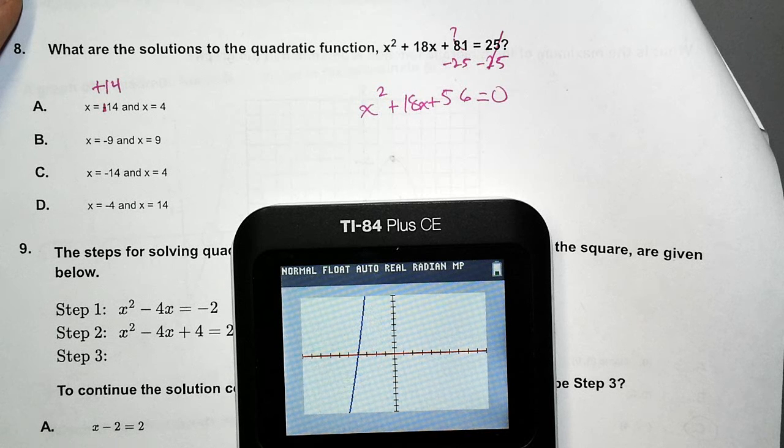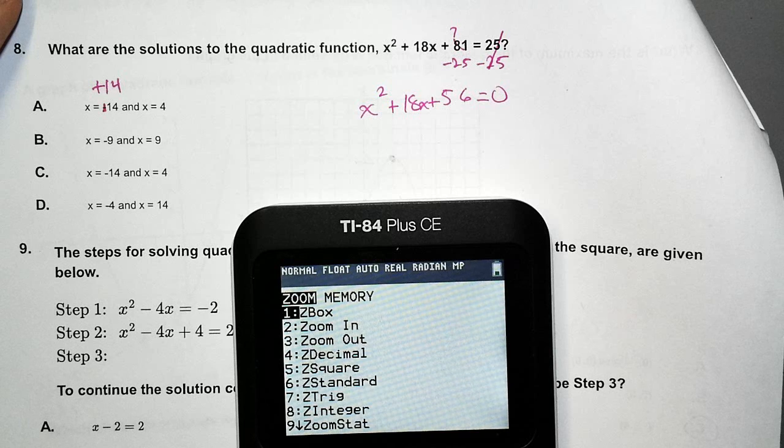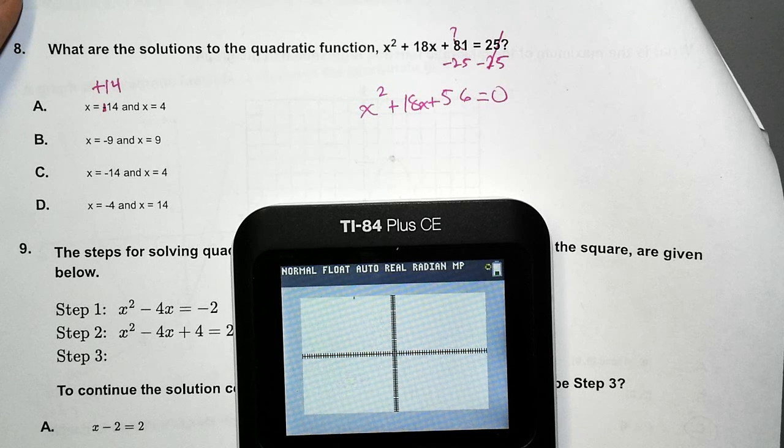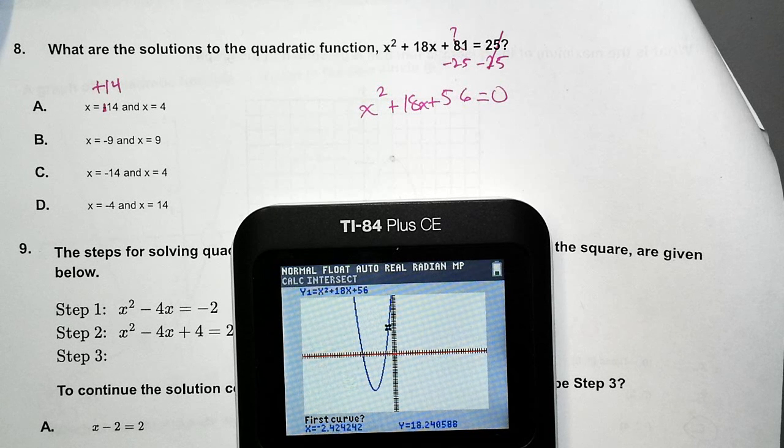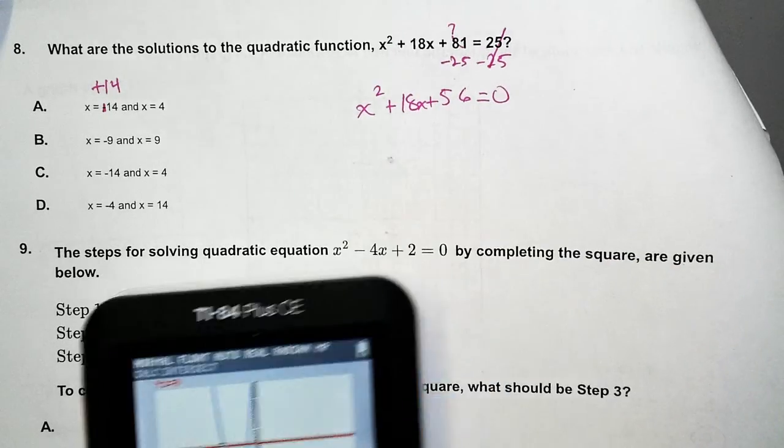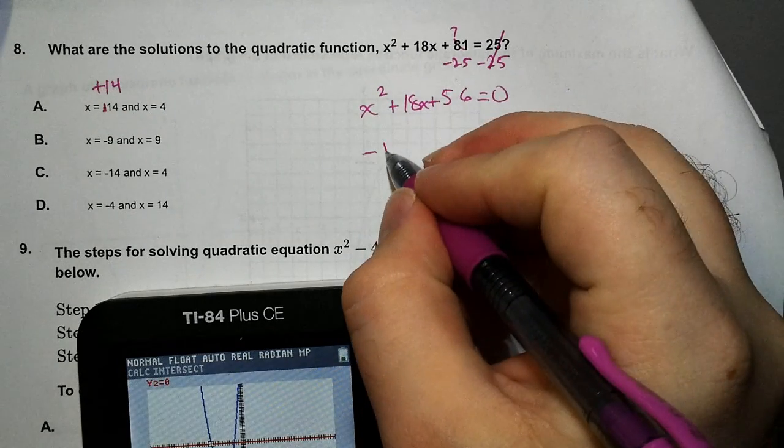Well, I only see one solution, so let's zoom out. So zoom number 3, zoom out, push enter. Okay, it does have two solutions. So we're going to go second trace, and we're going to go to intersect. Now we've got to move, and we'll get the dot on the left first, just because I prefer to do the left one first. 1, 2, 3. Y is 0. So the first solution is going to be at negative 14.